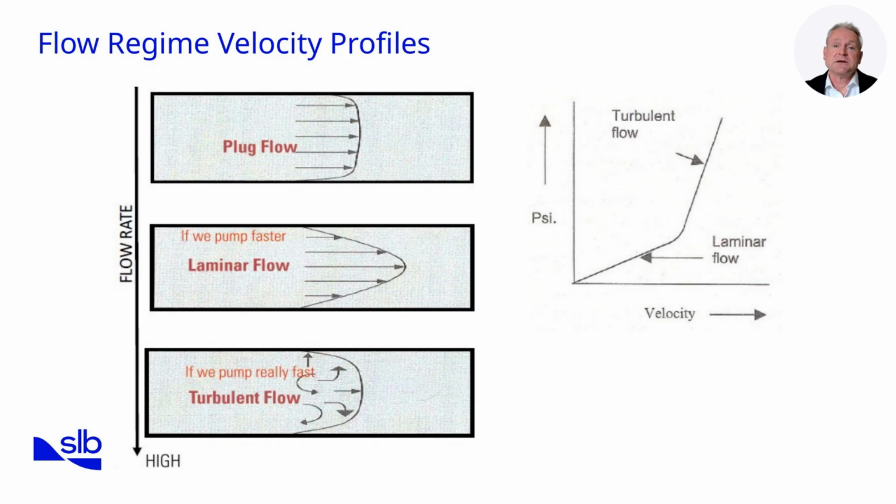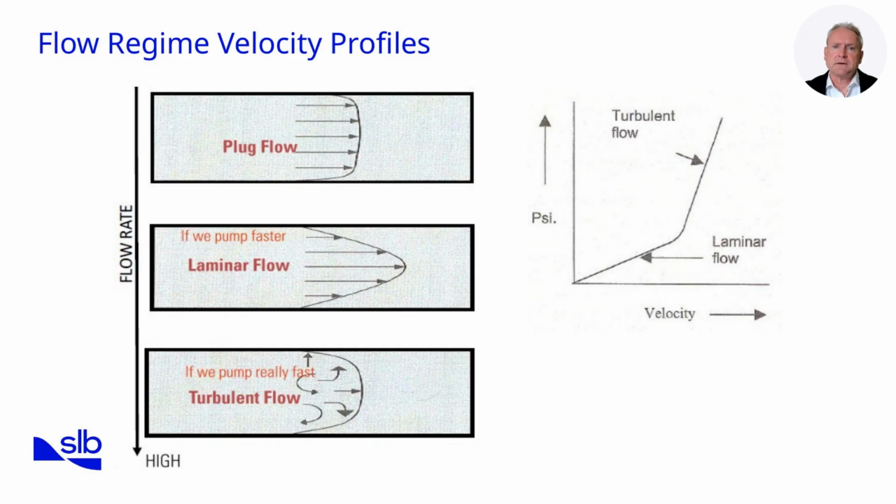Look at the flow regime velocity profiles. The left-hand diagram illustrates the different flow regimes. In laminar flow, velocity is parabolic with zero velocity at the wall and maximum velocity at the center. In turbulent flow, the profile is flatter, showing more uniform velocities across the borehole. Plug flow shows an almost square profile, where most of the fluid moves at nearly the same rate.